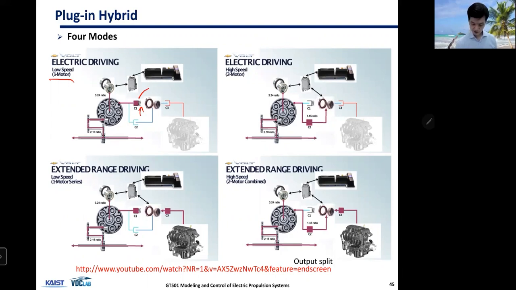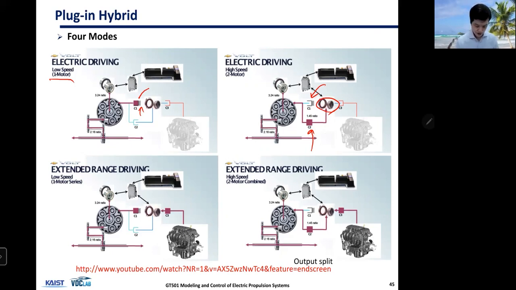Next, as vehicle speed increases, if you release C1, clutch 1, and engage clutch 2, then you get this 2-motor high-speed EV mode, because now you can utilize this second motor to push the vehicle. Okay.